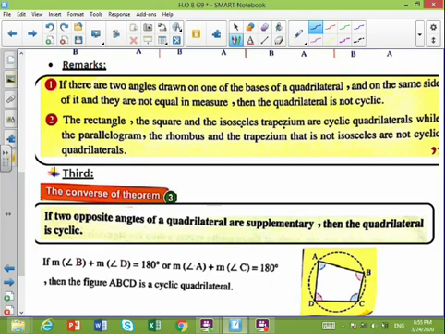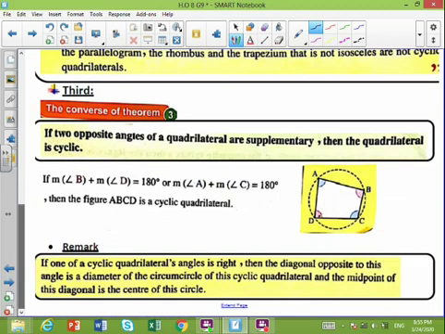The converse of the theorem. The theorem says that if in a cyclic quadrilateral two opposite angles are supplementary, and the converse, vice versa: if two opposite angles of a quadrilateral are supplementary, if you find that two angles have a sum equal to 180, then this quadrilateral is cyclic. So if you find that measure B plus measure D equals 180, or measure A plus measure C equals 180, the figure is a cyclic quadrilateral.